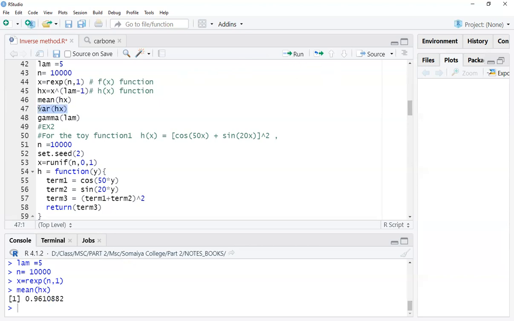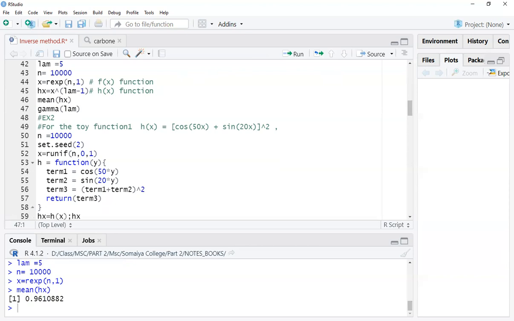We are not so far interested in the variance part. Now this is the mean of your h of x function. So definitely this answer and this answer have to match. I think it should match. Let's see. Okay, so this gamma function is coming to 24.